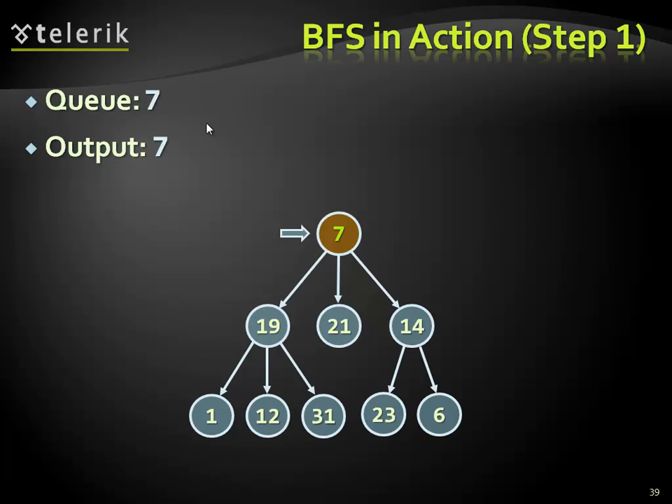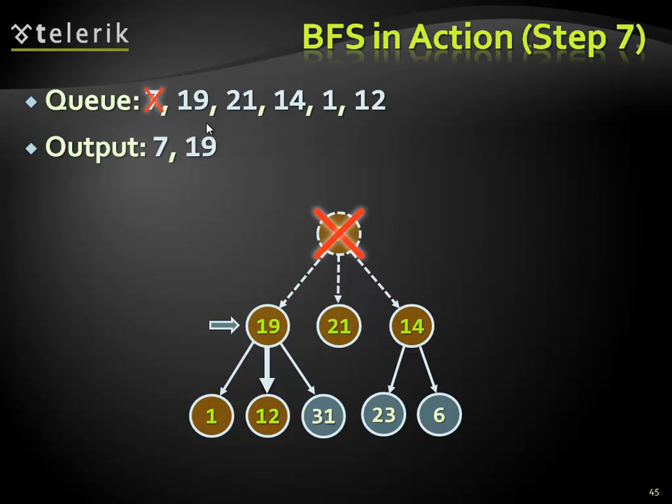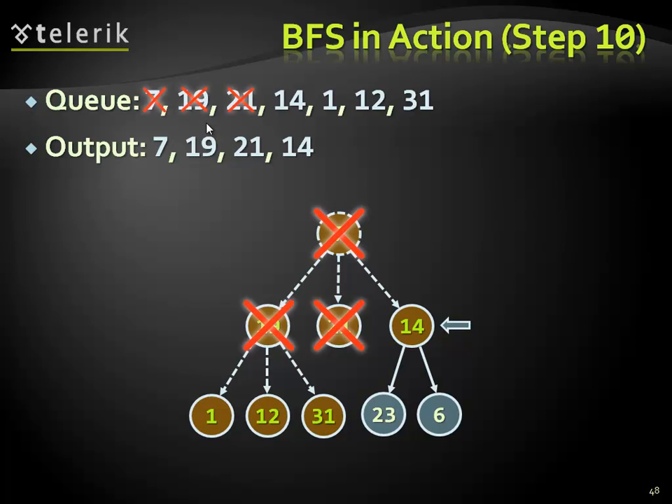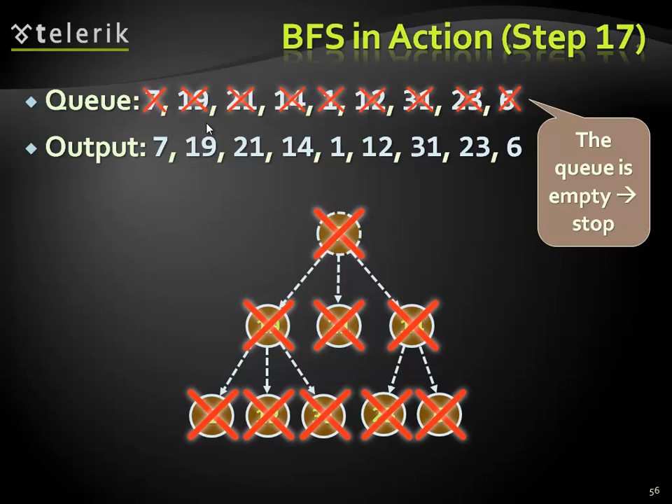For 7, add all its neighbors. These 3: 19, 21, 14. Then, for 19, add all of its neighbors. Yeah, you take 7 out because you've used it already. 1, 12, 31. Then, for 19, you don't need it anymore. You've used it fully. 21, it doesn't have any children. Use that too. 14, well, you have 2 children to use. That's 23 and 6. And then you say that you've already used 14. And you're left with a queue of 1, 12, 31, 23, and 6. And you pop them out sequentially. And when the queue is empty, you've finished your traversal.